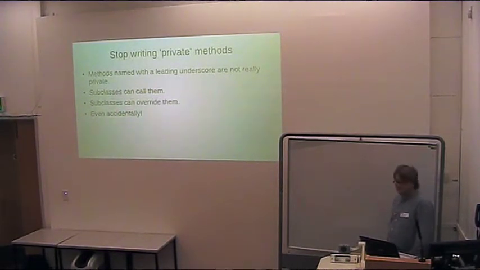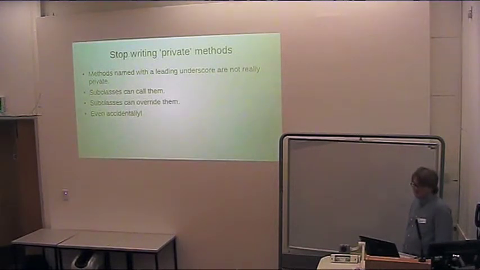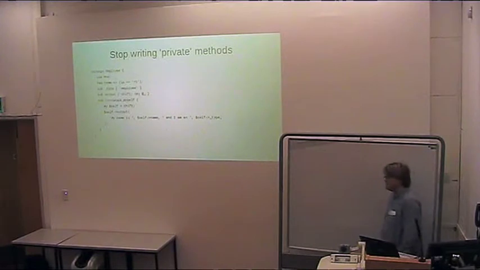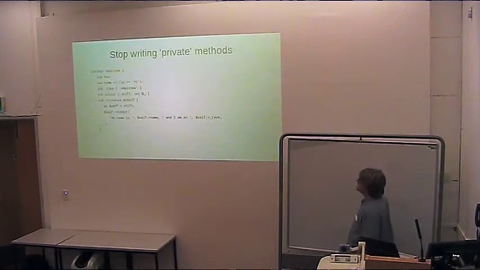Okay, so there's a convention in the Perl world of using a leading underscore to indicate a method which is private. Problem is, it's not really private because a subclass can call it, a subclass can override it, and sometimes they'll even do so accidentally. Here's an example. I'll give you a few seconds to look at that.